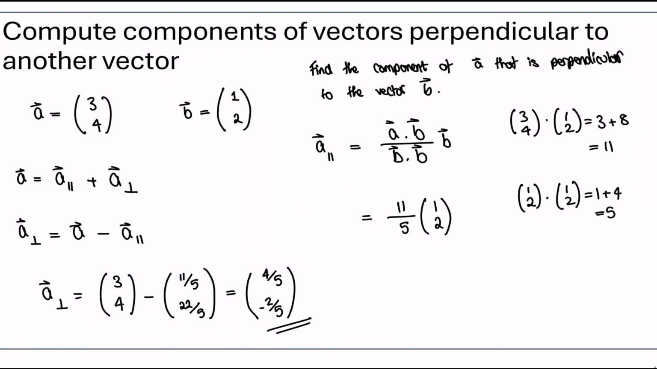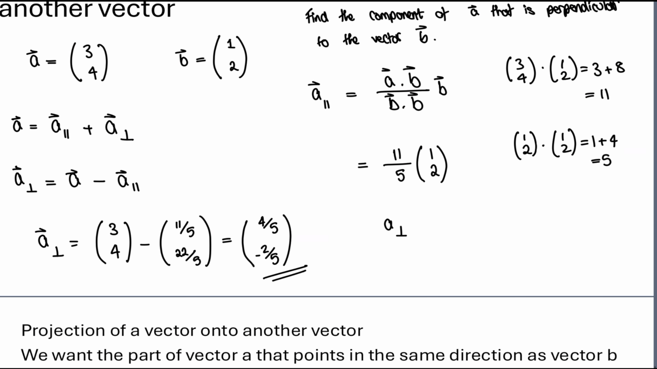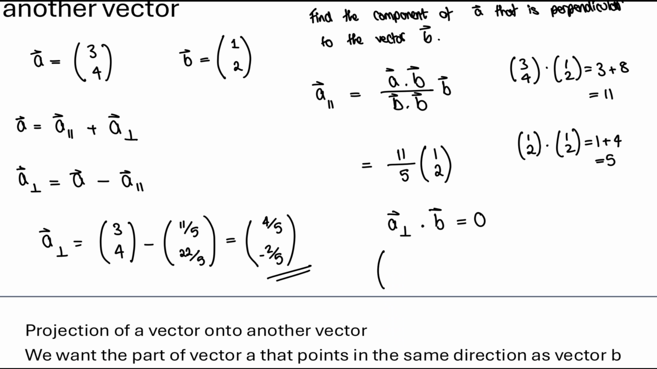Now, if we wanted to check that this is in fact the component of the vector A that is perpendicular to B, we could get this perpendicular part, dot it with our vector B, and we should find that it equals 0. Because when the dot product is 0, it means that the two vectors are perpendicular. So if we check that, we have 4 over 5 and then minus 2 over 5, dotted with B, which is 1, 2. And so we get 4 over 5 minus 4 over 5, which is in fact 0. So we know that this is correct.